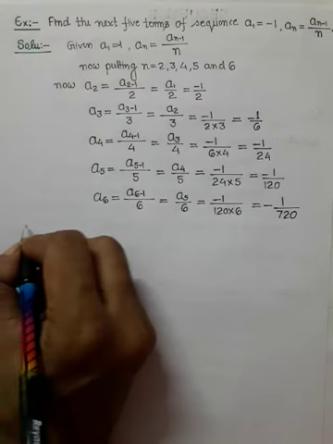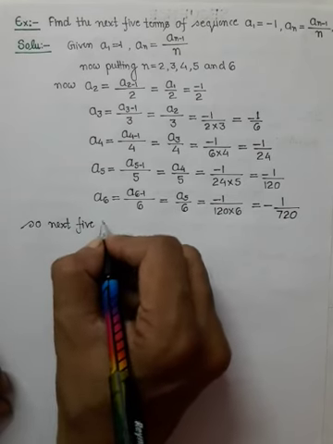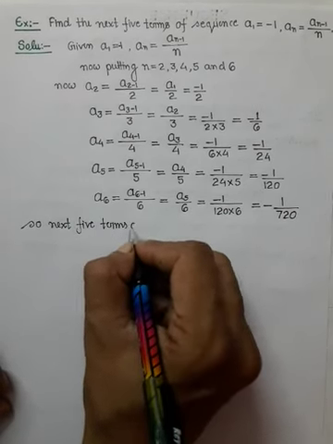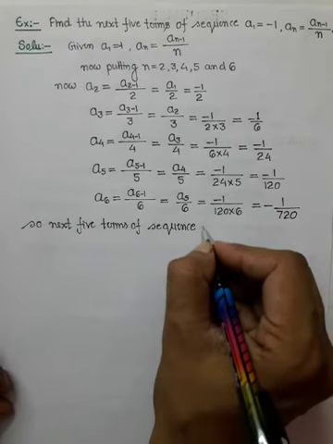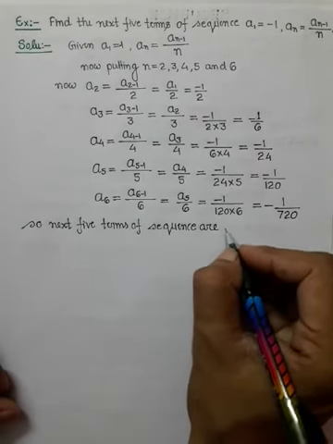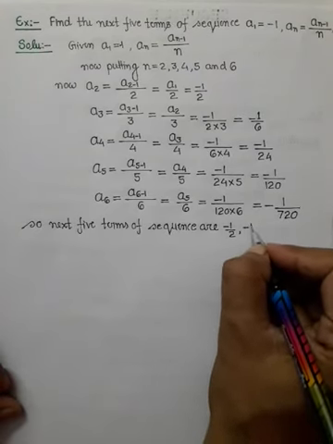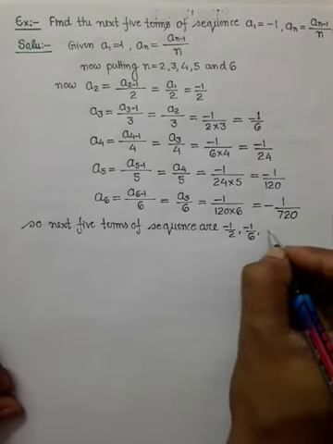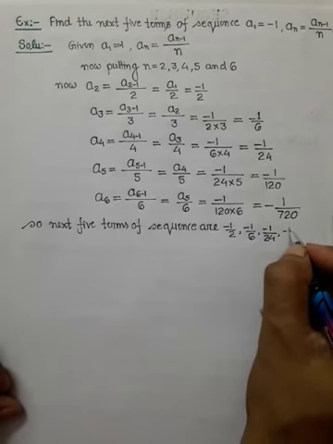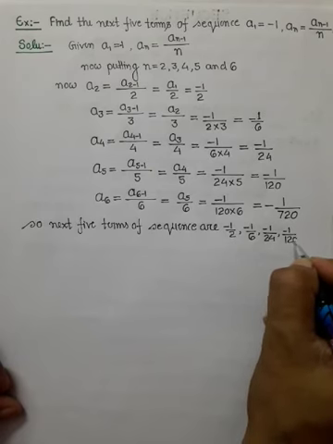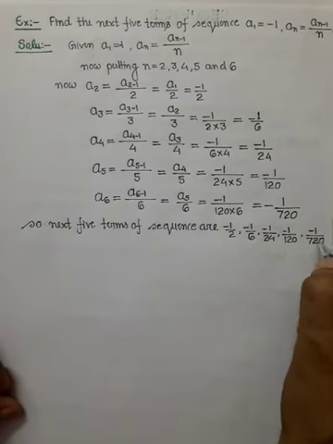So here we can write, next 5 terms of sequence are, a2 से हम स्टार्ट करेंगे यहाँ पर, minus of 1/2, minus 1/6, minus 1/24, minus 1/120 and minus 1/720. So these are the next 5 terms for the given sequence.